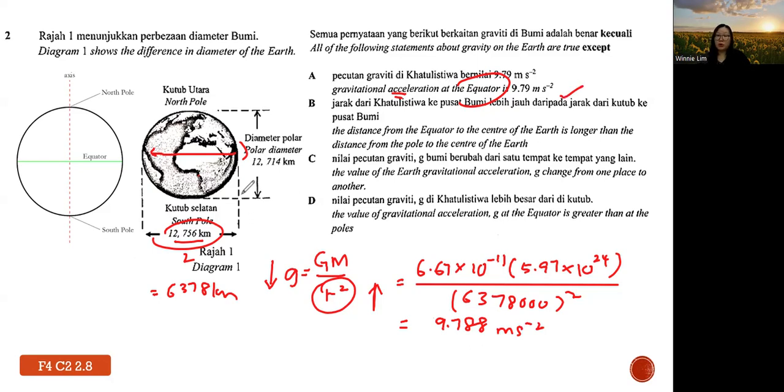Then move on to idea B. The distance from the equator to the center of Earth is longer than the distance from the pole to the center of Earth.